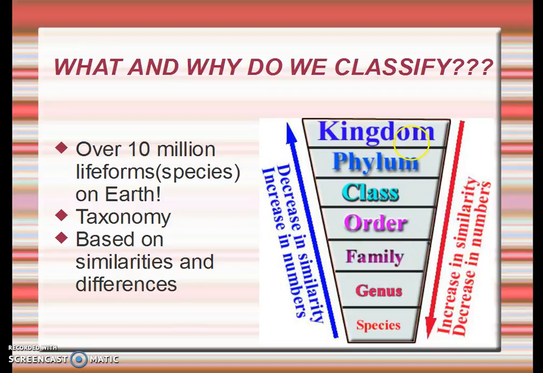So in this picture you can see the levels of classification. Kingdom is the biggest because there's going to be an increase in numbers because there's decreases in similarities. So the more living organisms that are in kingdom aren't necessarily going to be the same species as we work our way down the levels. As you work your way down, you're going to have an increase in similarities and a decrease in numbers.